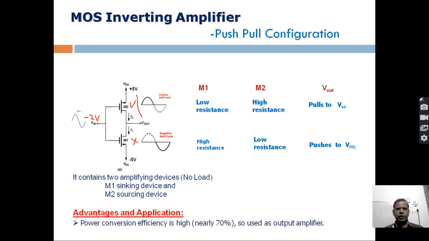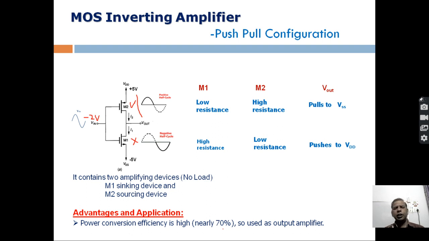So we see that the power conversion efficiency of this kind of circuit is very high, because this is a class B amplifier. We call it class B amplifier because the current flows through this amplifying device only for half a cycle, and for the other half cycle current flows through this device. So this kind of operation is known as class B operation. And in this class B operation, the power conversion efficiency is very high, about 70%.